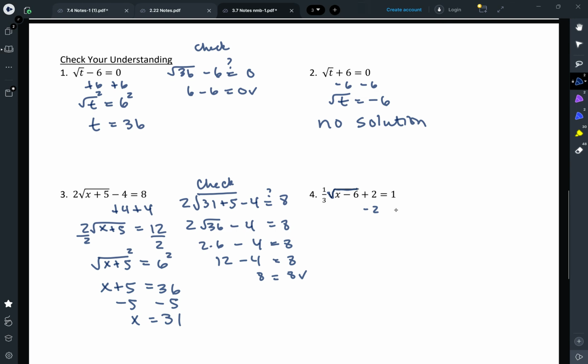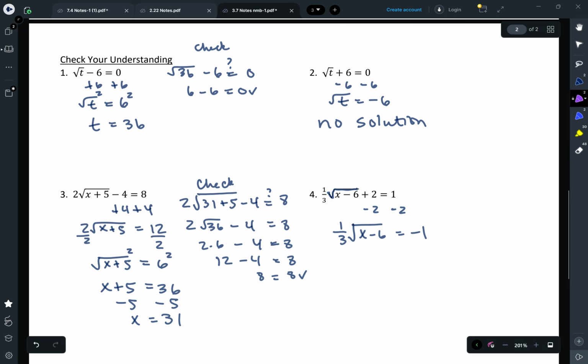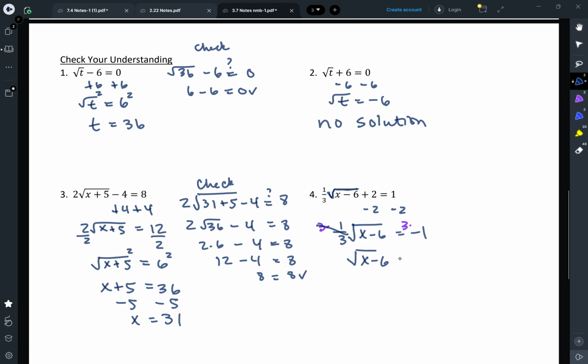So on the next one, remember again, we're isolating our square root. So first I would subtract 2 on both sides. I have 1/3 times the square root of x minus 6 equals negative 1. And then to get rid of a 1/3, we would multiply both sides by 3. So that's 3 times 1/3 just makes a 1. And so I don't have to write it down. Now I just have square root of x minus 6. On the other side, 3 times negative 1 is going to be a negative 3. So now at this point, I have a square root equal to a negative again. So hopefully you caught that that was no solution. But if you're doing your answer checks, even if you did get 9, you could go back and see that it doesn't work.